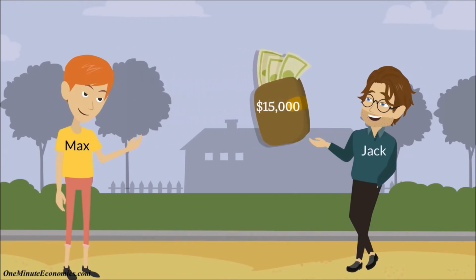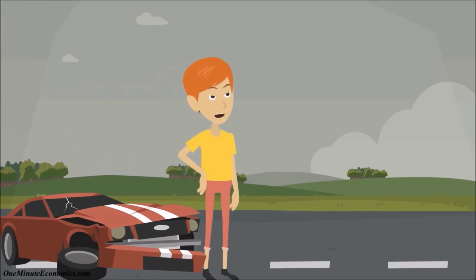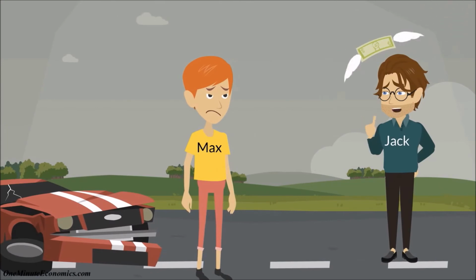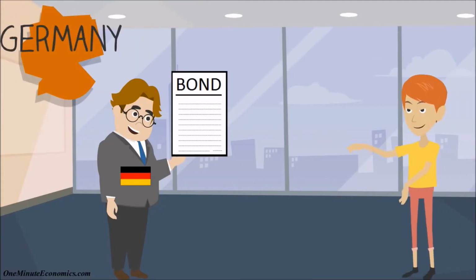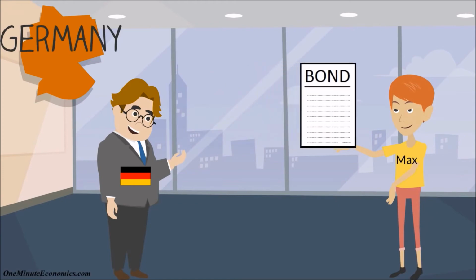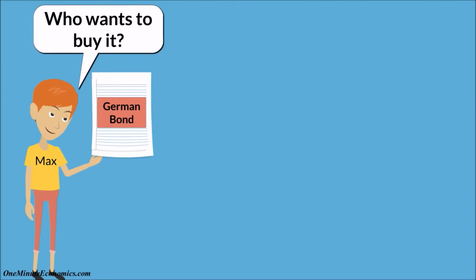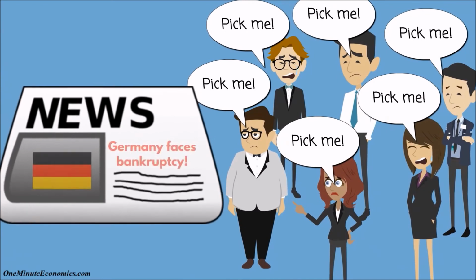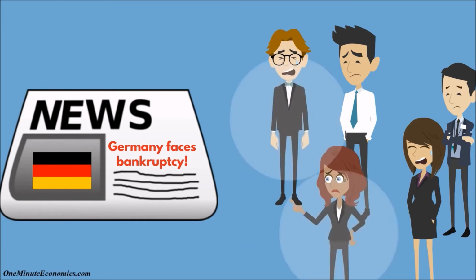Let's assume Max made a $15,000 loan to his friend Jack. If Max ends up needing cash quickly for an emergency, he can of course ask Jack to pay him back sooner. But if Jack cannot do that or refuses, Max won't have many options left, especially short-term ones. If Max had, for example, bought German bonds with those $15,000 instead, he could have simply sold them to another investor to get the short-term capital he needed. As can be seen, bonds are highly liquid, but this doesn't mean they're safe. If the bond issuer goes bankrupt or something very bad happens, you can lose everything.